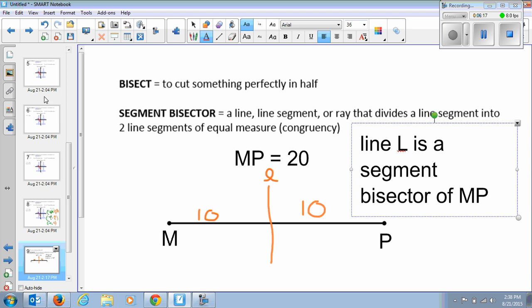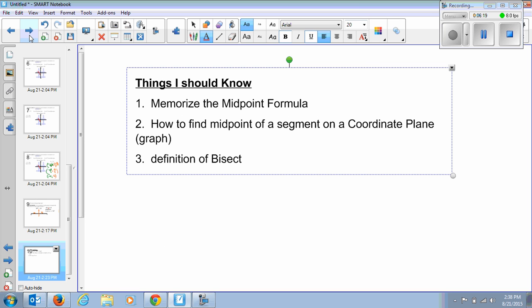All right, that wraps up our lesson for section 1.3 on midpoints and bisectors. Three things you should know. One, memorize the midpoint formula. Get it done. It's pretty easy. It's an average of your x and y coordinates written as an ordered pair. Two, you need to know how to find the midpoint from a coordinate plane. That's a graph. And number three, you must know the definition of bisect.